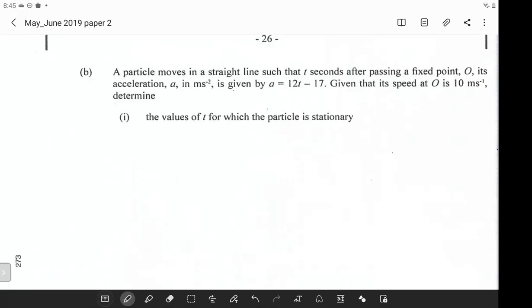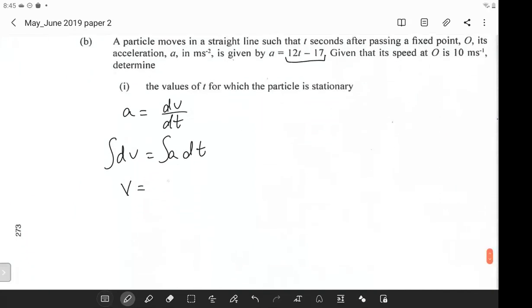So firstly, we could get what v is. Remember that a is equal to dv/dt. Right, the rate of change of velocity is acceleration. So that means we could get our velocity by just integrating this. Notice if the acceleration were constant, we would get at plus some constant, but we do not have constant acceleration. So we have the integral of 12t minus 17 dt.